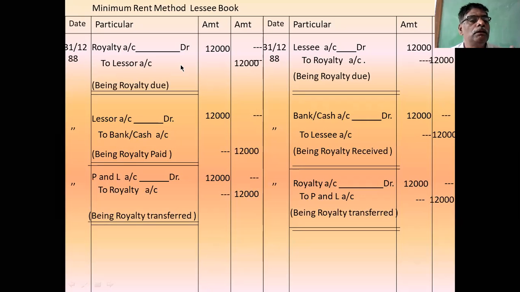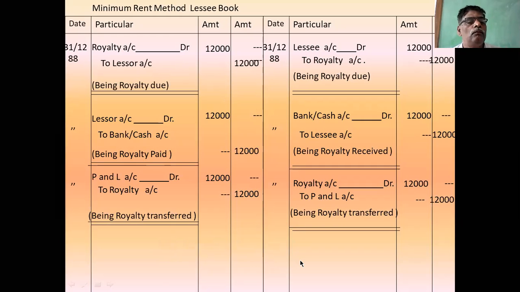My drawbacks in this problem are 3. One is lesser. Instead of taking landlord, I have taken the lesser. And instead of lessee name, I have taken the lessee itself. You have to change and redraft the journal entry. And thirdly, you have to take the total at the end of the page. This is the point you remember and solve the problem in your notebook.